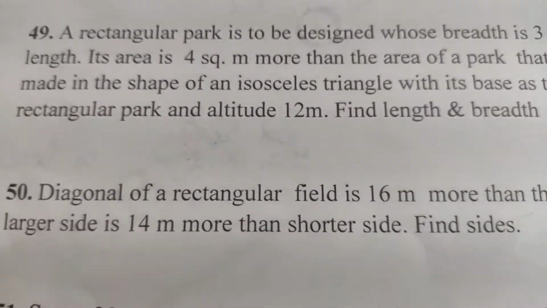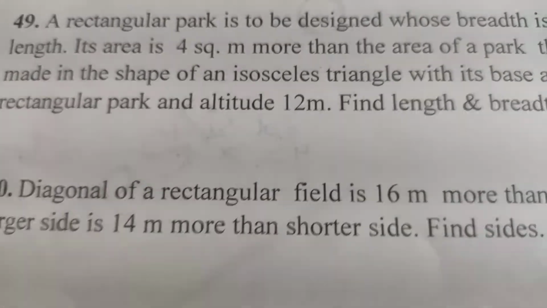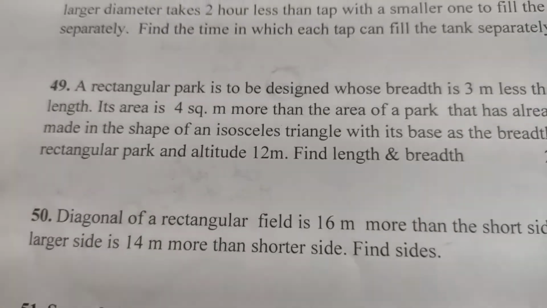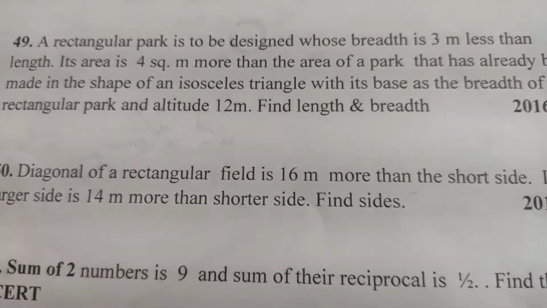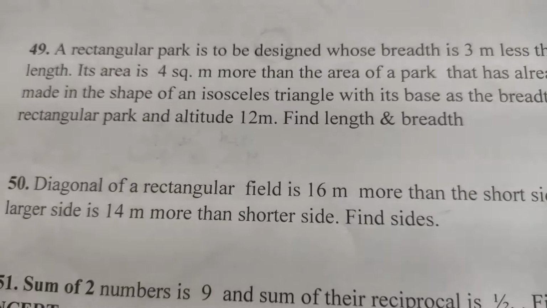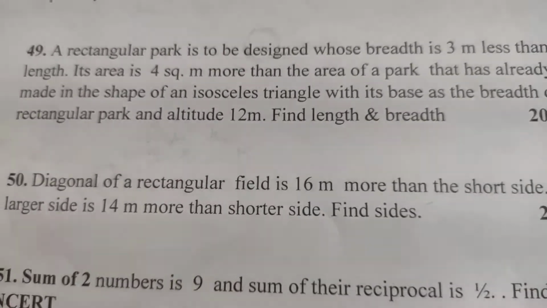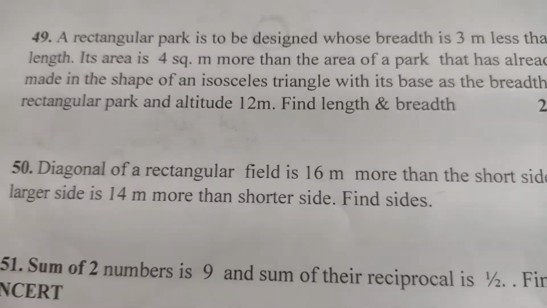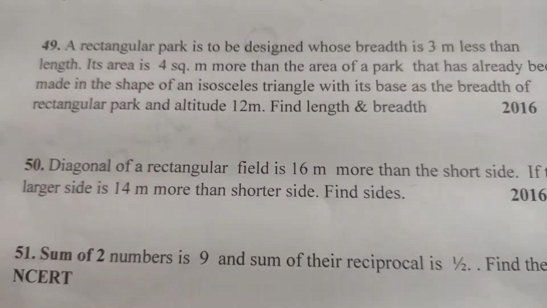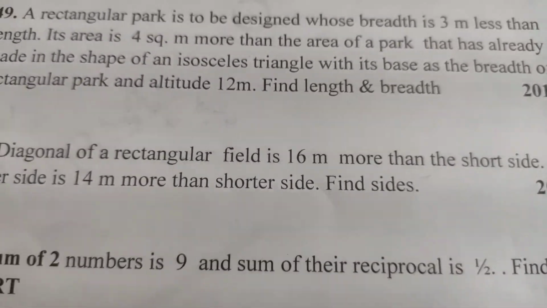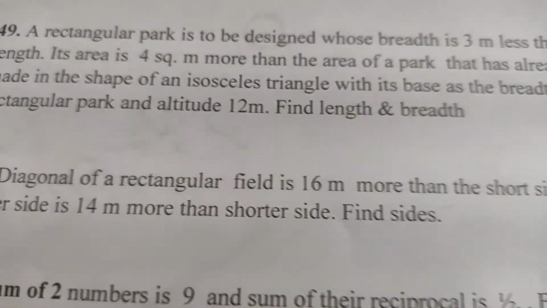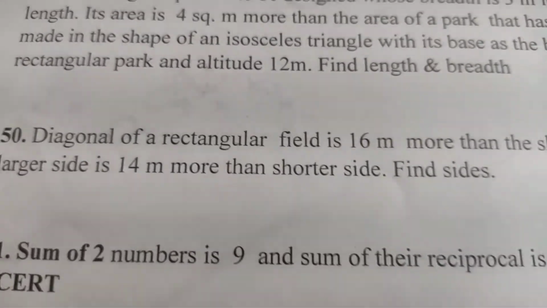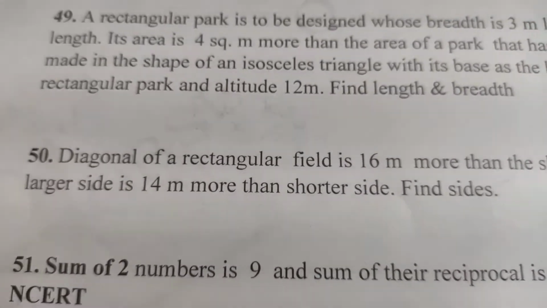Already I have done 48 sums. Today I am going to do another 4 sums. 49th question. A rectangular park is to be designed whose breadth is 3 meters less than length. Its area is 4 square meters more than the area of a park that has already been made in the shape of an isosceles triangle with its base as the breadth of rectangular park and altitude 12 meters. Find the length and breadth.